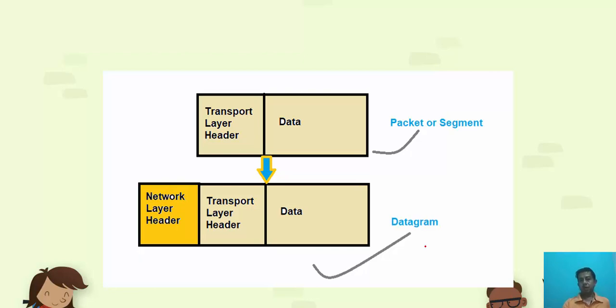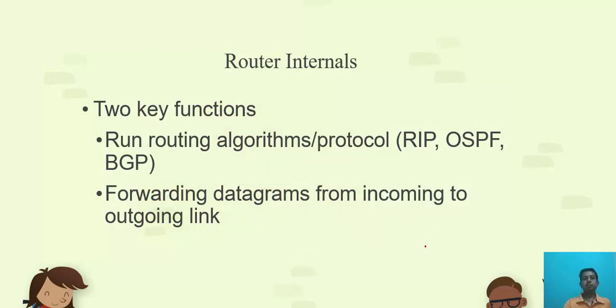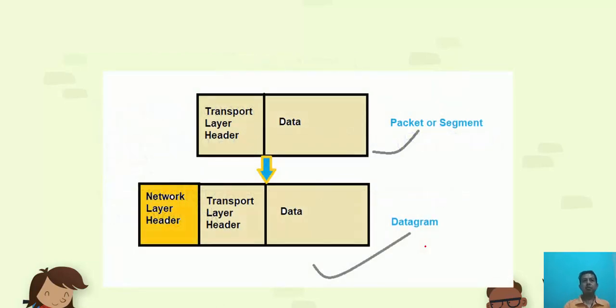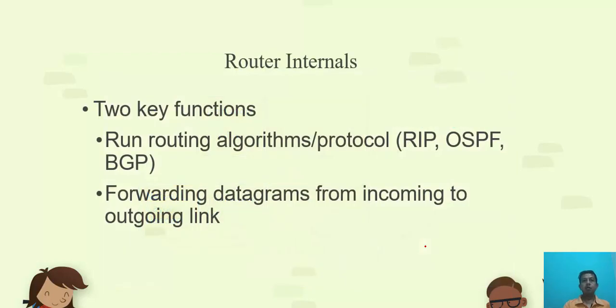Since the intermediate routers are where a lot of action happens in the network layer, it would be beneficial for us to discuss the internals of a router. To keep things simpler, our discussions of router internals will be block diagram based, not circuit or components based. A router has two major functions.